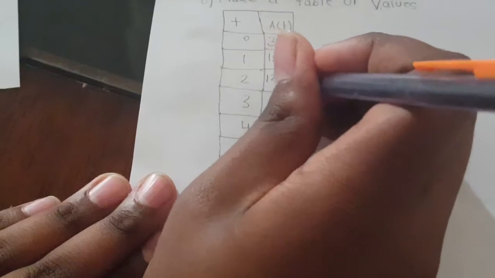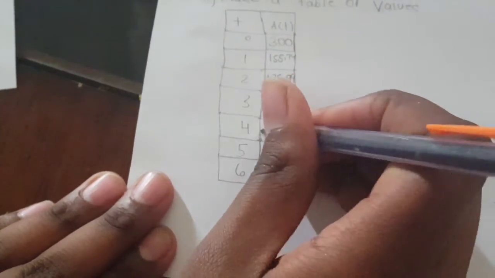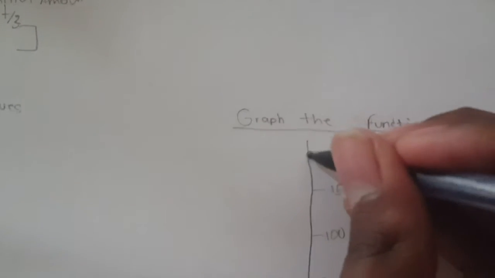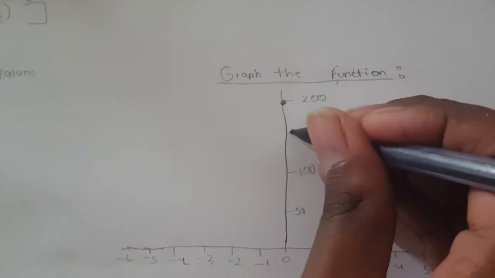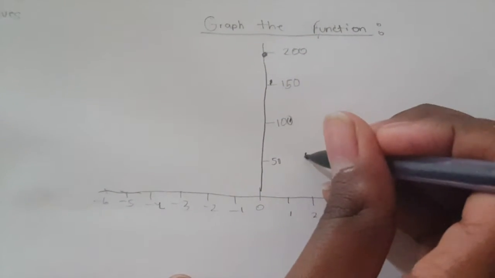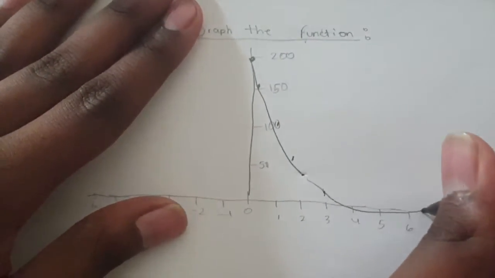158.74, 128.99, 100, 79.37, 63.0, and 50. So for the graph, since you see the numbers are going down gradually, the graph would start from 0 and 200 and keep going down as it goes along. So this exponential function is a decay since it is decreasing gradually at a steady rate.